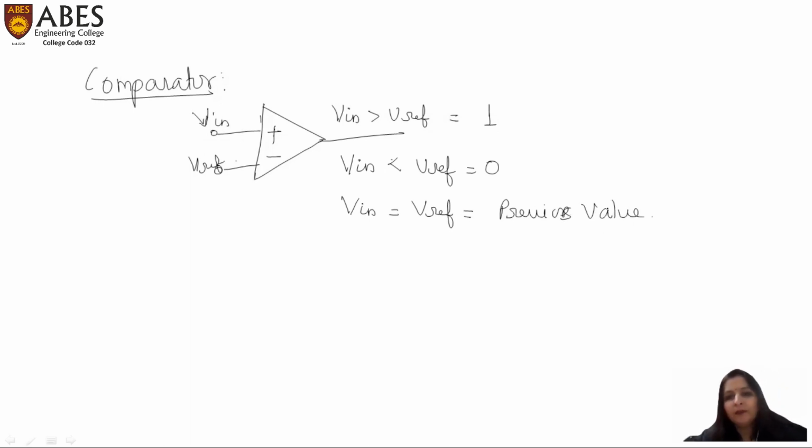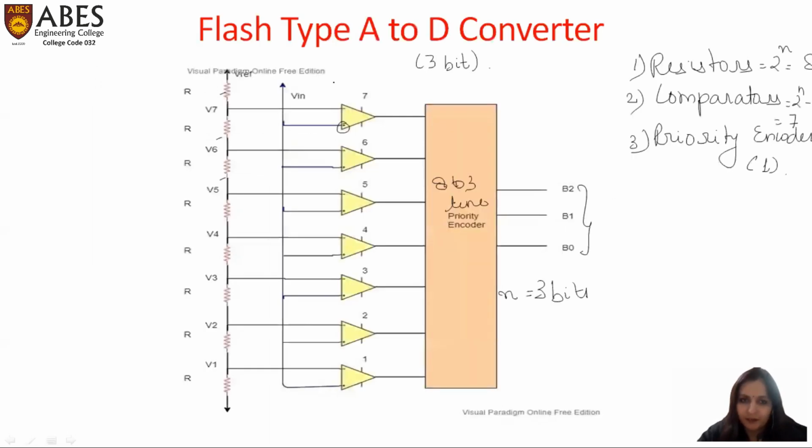If the value is 1, you will be considering 1. So this is the purpose of the comparator. And the total comparators we are using here are 7. So you need to deal with 7 comparators in this type of circuit. These are the 7 comparators.